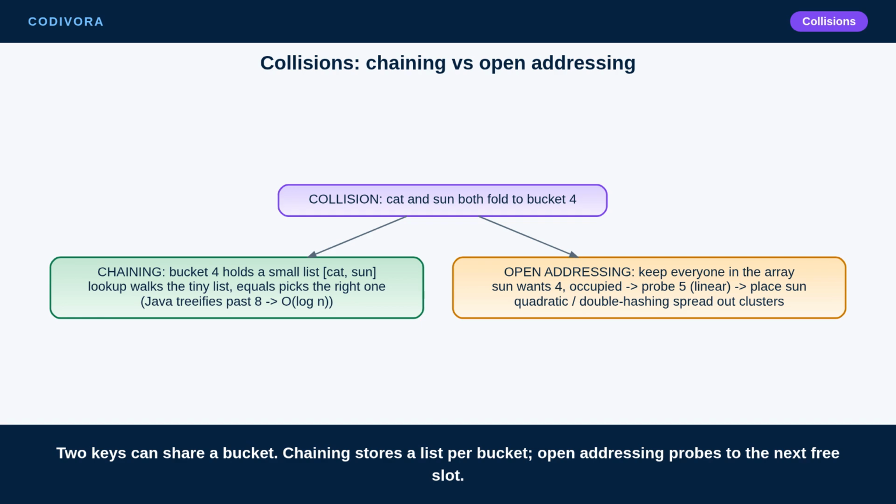Open addressing. No lists, everyone stays in the array. If son's slot is taken, probe to the next free one, slot 5. Linear probing steps by 1, quadratic and double hashing spread things out to avoid clumping.